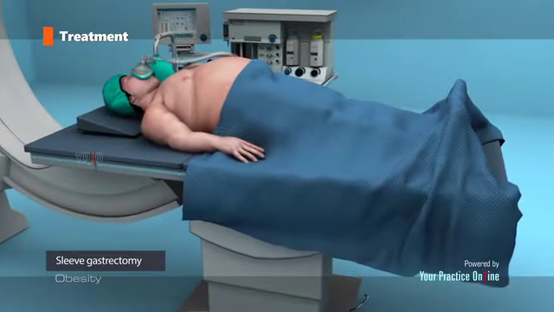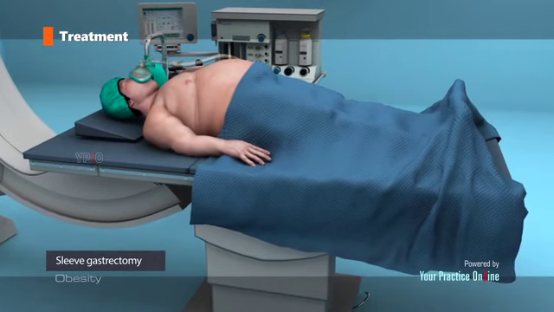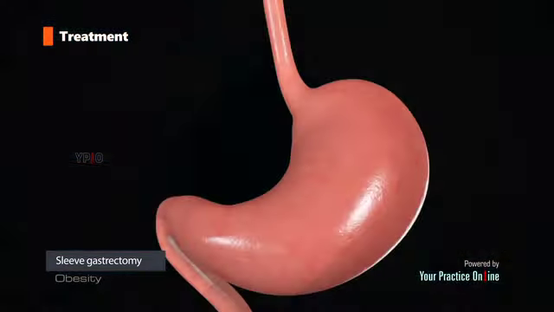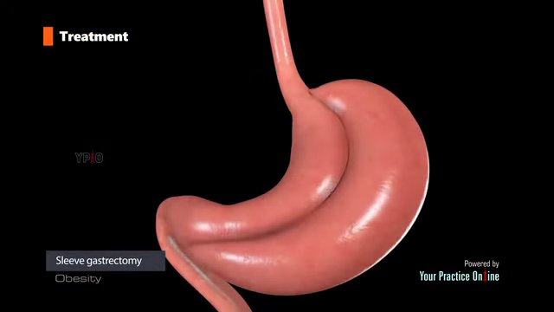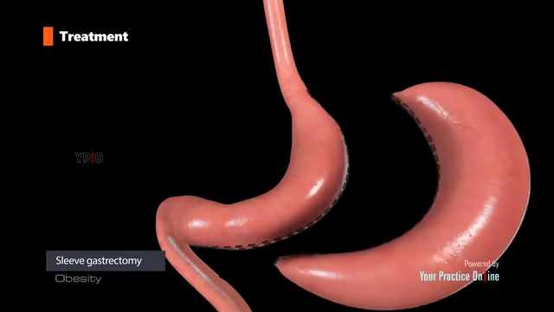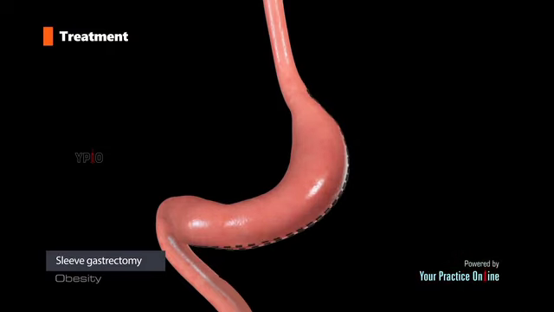Sleeve gastrectomy, also called tube gastrectomy, involves reducing the size of the stomach by stapling or by removing a large part of the stomach to reduce the absorption of food. After this procedure, your stomach appears like a tube rather than a pouch.